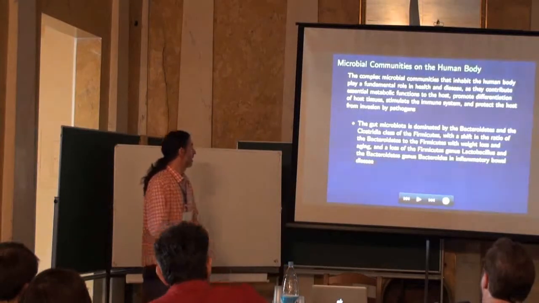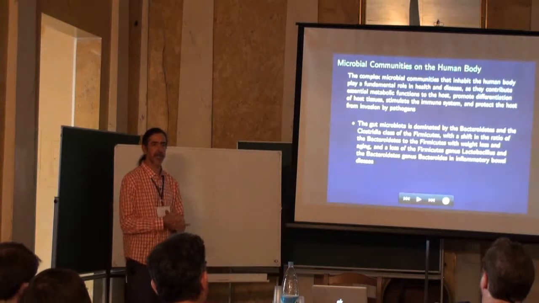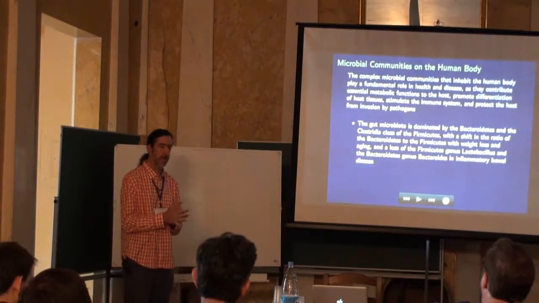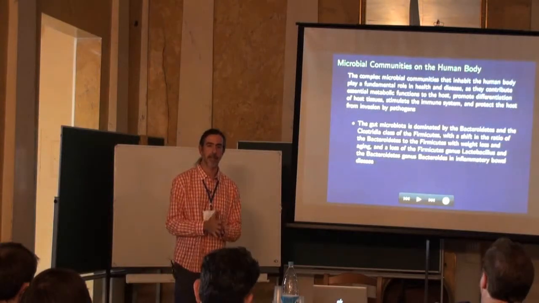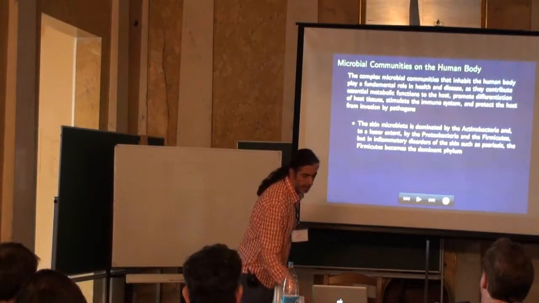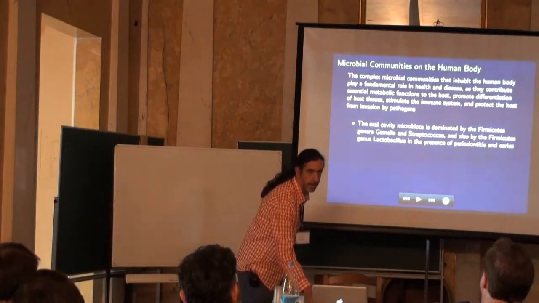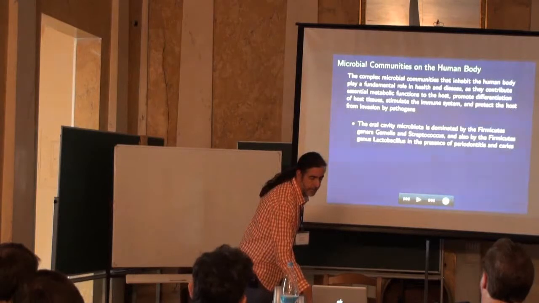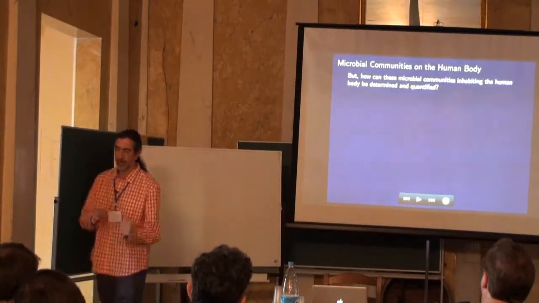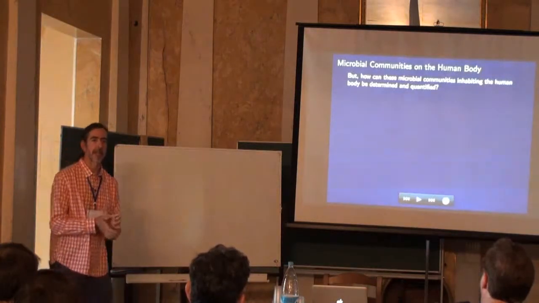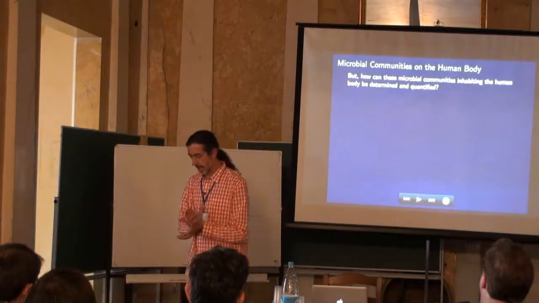For instance, studies of the gut microbiota showing which are the dominant genera and phyla in health and disease, in particular diseases, and the same for the skin microbiota and for the oral cavity microbiota. And so this is the biological side. So what's the computational side to all this? So how can we do all this?